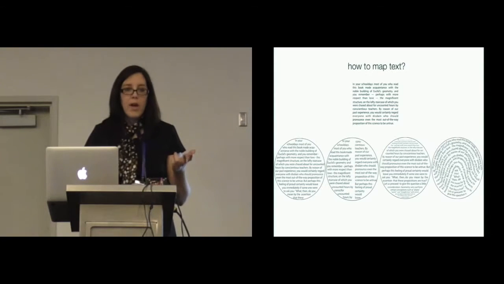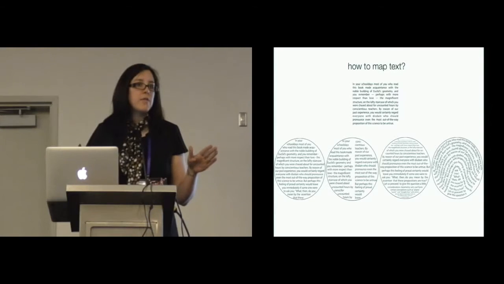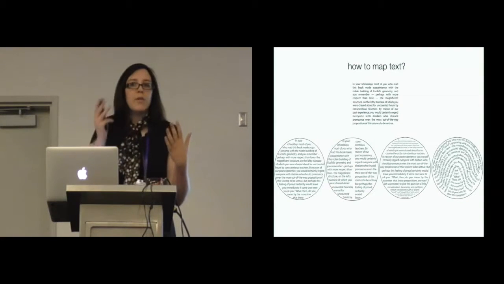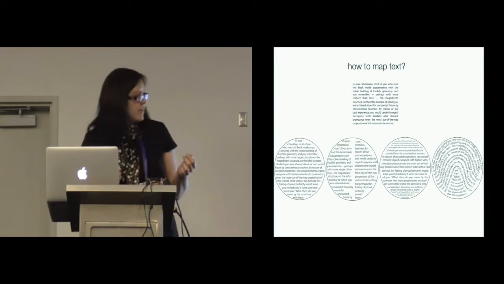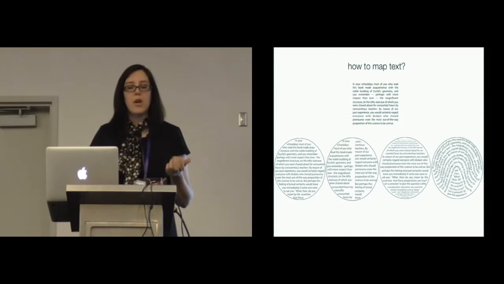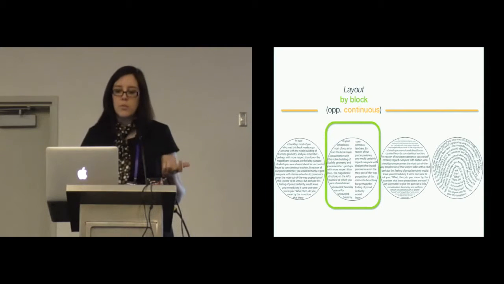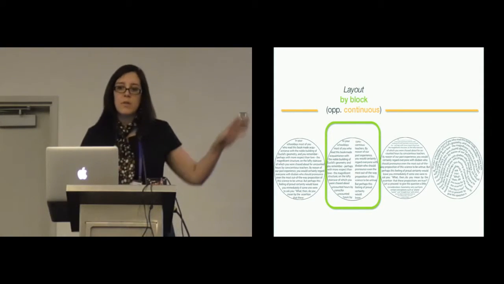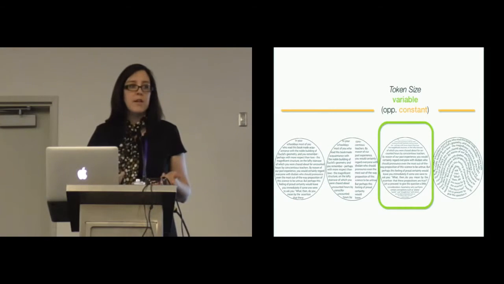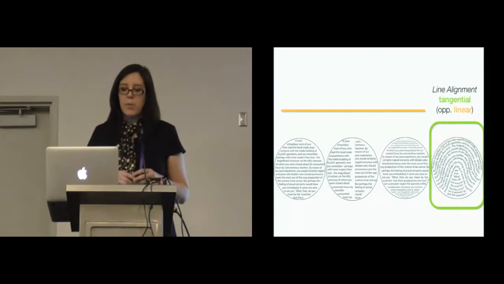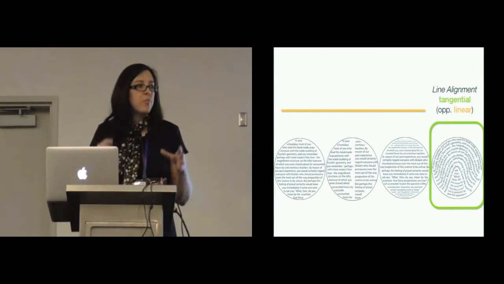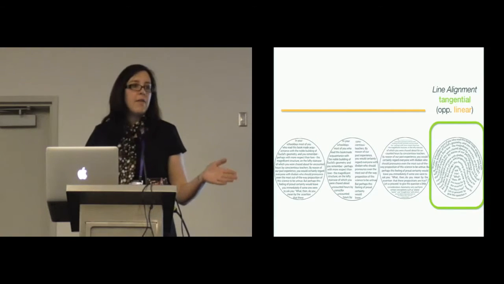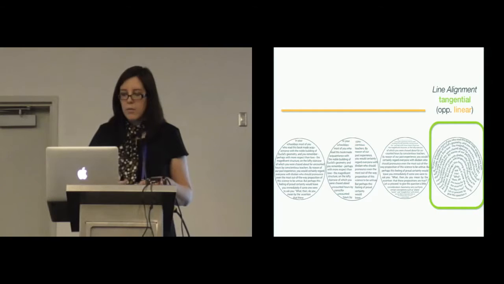And finally, another way of doing it would be to go really away from the linear aspect and look at the curvature, and have the text really following the curvature in a maybe more artistic way. So these examples actually defined the framework which we came up with, which has three axes. The first axis is the layout, which can be by block in this case or continuous in the three others. We have the token size, which can be variable or constant in the three other cases. And finally, the line alignment, which can be tangential in this case and linear in the others. Obviously, these can also be combined in many different ways, for example, tangential with variable size, with a by-block layout.